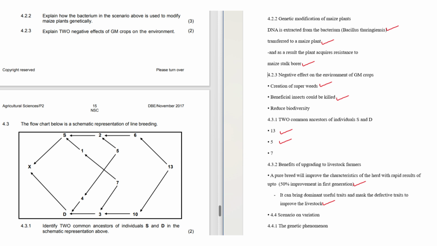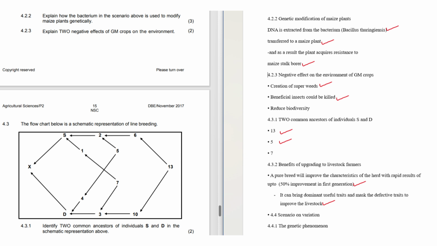Then another mark is for mentioning the bacteria. You need to mention the DNA is extracted from this specific bacteria, Bacillus thuringiensis bacteria. Just by mentioning Bacillus thuringiensis bacterium, you get 1 mark.